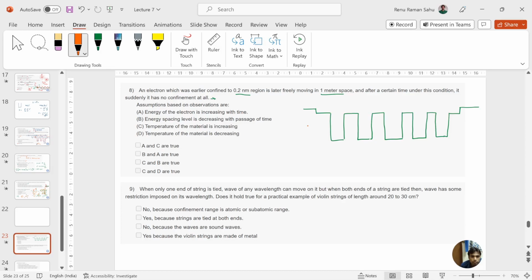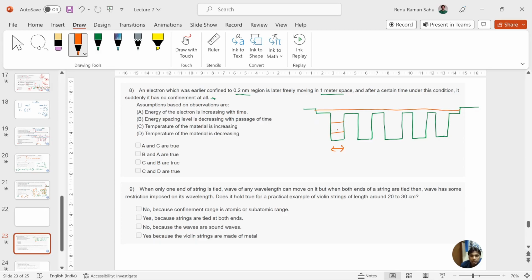A is true because the energy of the electron is increasing with time. How do you know that the energy of the electron is increasing? The electron was earlier confined to a 0.2 nanometer region, and if the boundary walls are broken, it becomes 1 meter, for example. When it is later freely moving in 1 meter space, that is the space of a nearly free electron region.